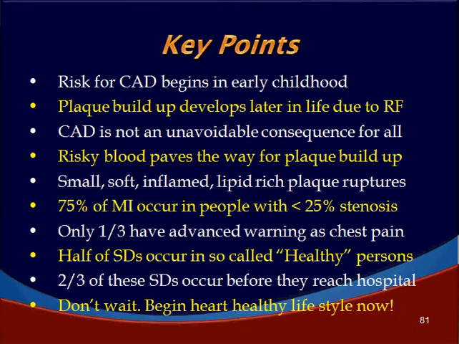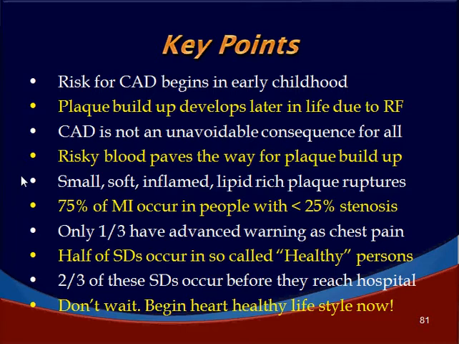Risks for coronary artery disease begin very early in childhood. Plaque buildup develops later in life due to risk factors. CAD is not an unavoidable consequence for all. If the risk factors are controlled, all the CAD consequences can be reversed, including the plaque formation, including the atherosclerosis. Risky blood paves the way for plaque buildup.